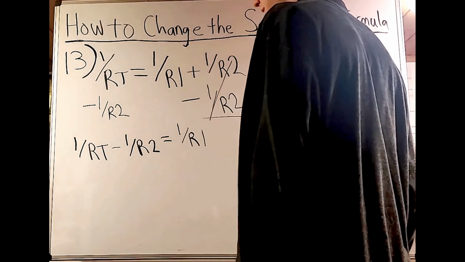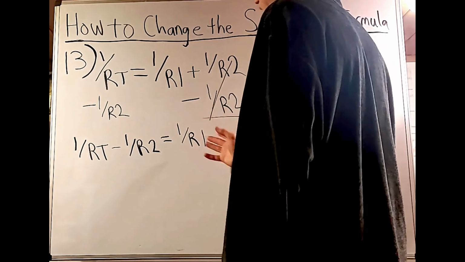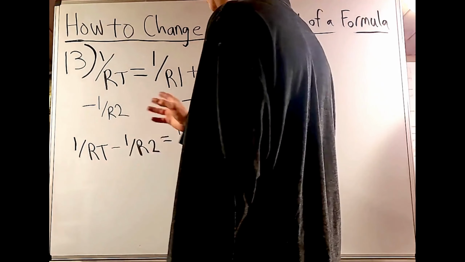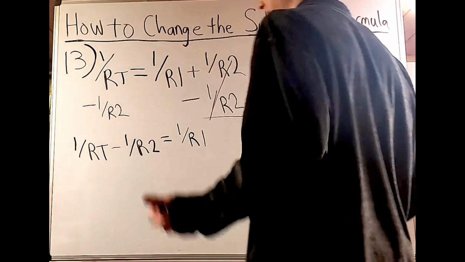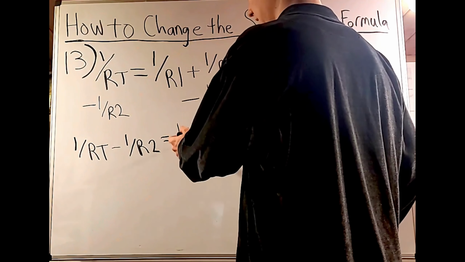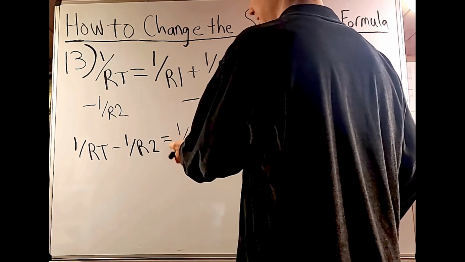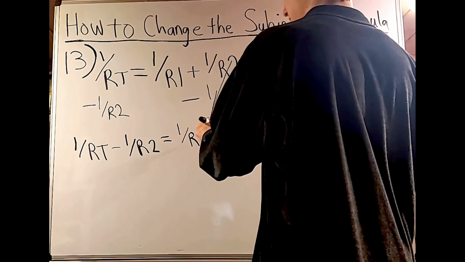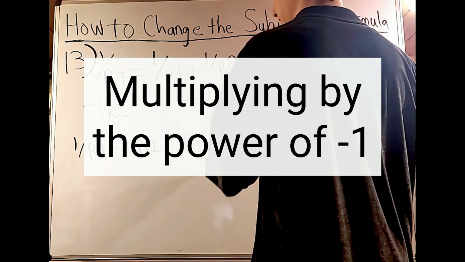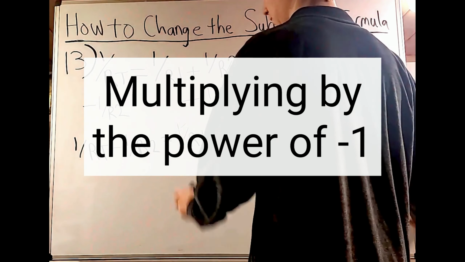Okay, so now what can we do? We have 1 over R1. We want to isolate R1. And we also have everything else 1 over. It's a little bit of a unique problem here. So now to think in terms of getting rid of the 1, because the 1 is the only thing on the side with the R, we could think multiplying by negative 1 to both sides. That's going to get rid of our 1 here.